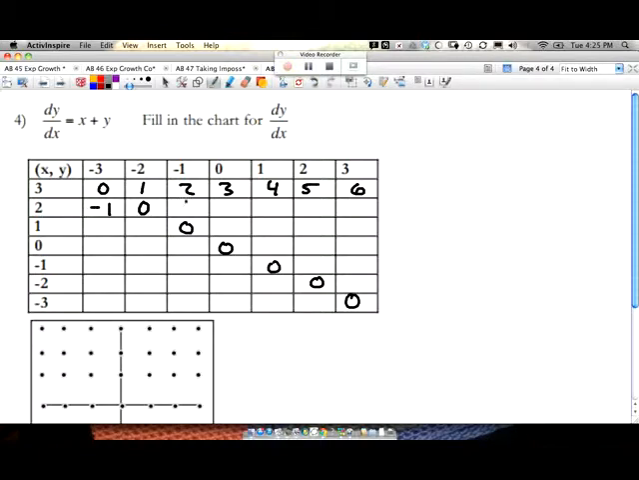2 plus -1, that's 1. 2 plus 0, that's 2. Then 3, then 4, then 5. Ooh, I see a pattern. So next, we're going to have 1 plus -3, that's -2. Now look at this. I can go straight down. -3 plus 0 is going to be -3, -4, -5, -6.